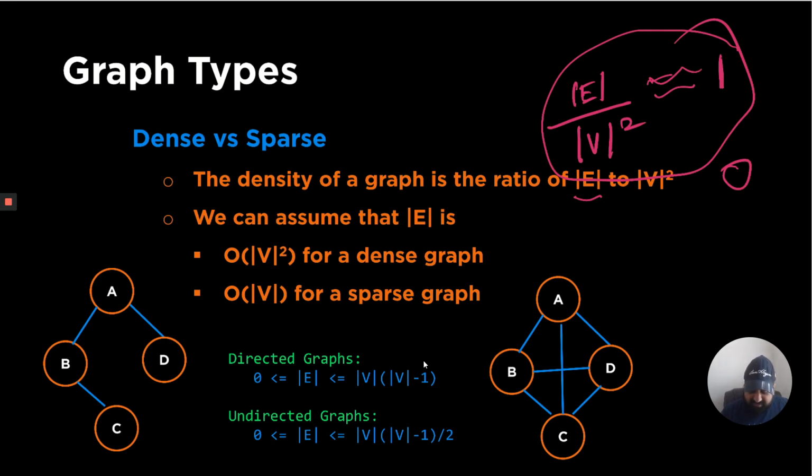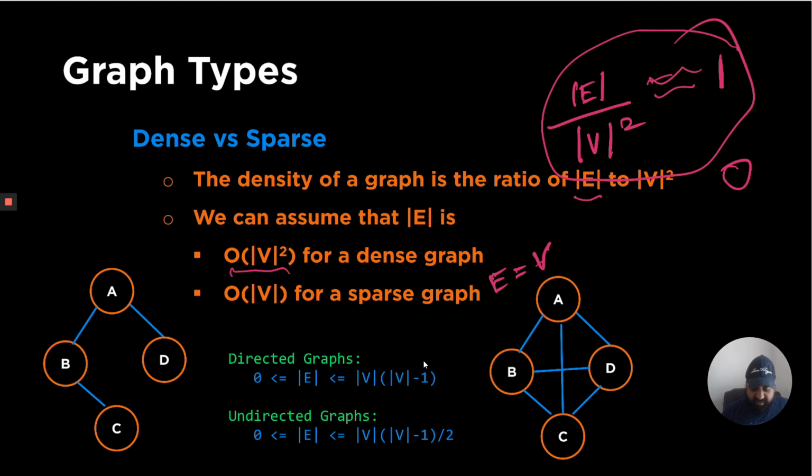So in this case, we can assume that the upper bound on the number of edges is going to be roughly O of V squared for a dense graph, and the number of edges will be typically equal to O of V for a sparse graph, which is that edges will be roughly equal to vertices.